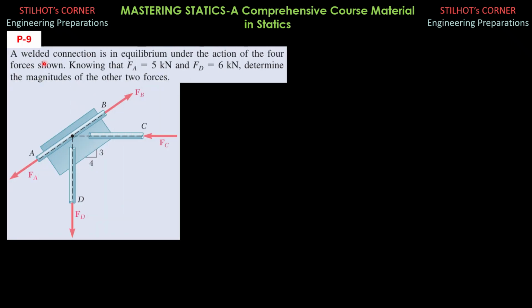Problem 9. A welded connection is in equilibrium under the action of the four forces shown. So this is one joint of a truss. Knowing that FA is 5 kilonewtons and FD is 6 kilonewtons, determine the magnitudes of the other two forces.